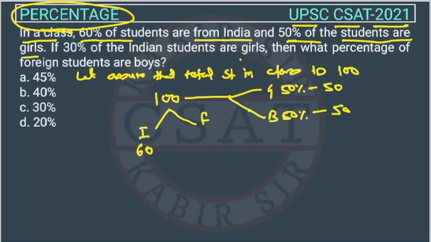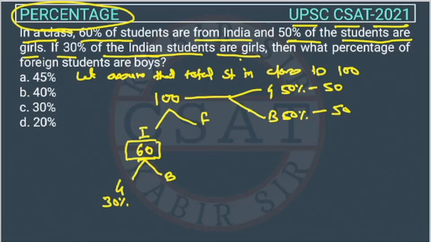Okay. Now what is given? If 30% of the Indian students are girls, right? So how many Indian students are there? 60. So out of this there are girls and boys. So how many girls are there? 30% of the Indian students. So total Indian students are 60. So 30% of 60 will be how much?